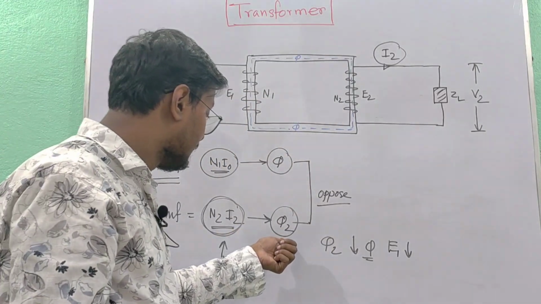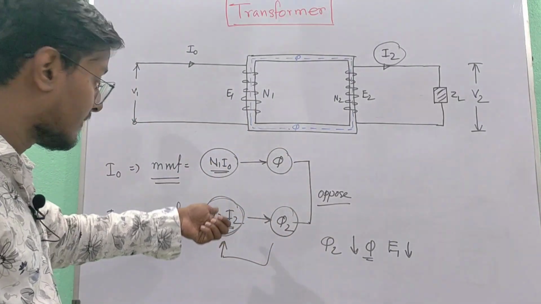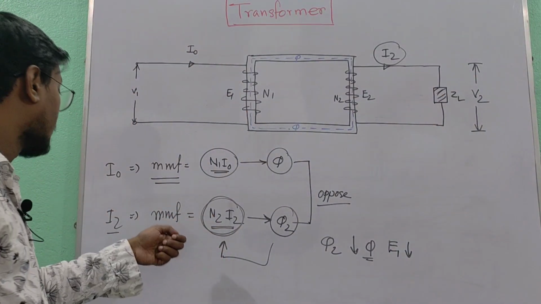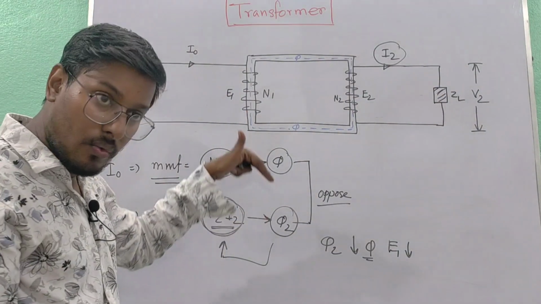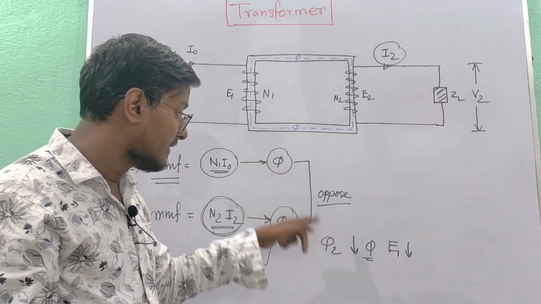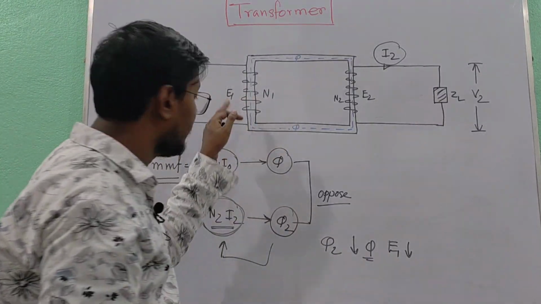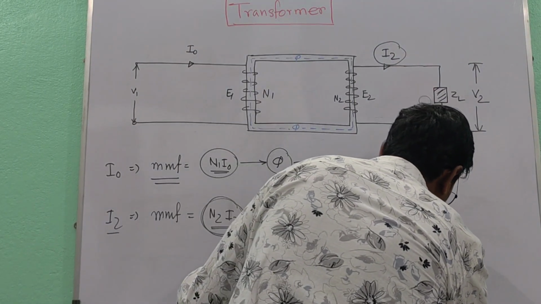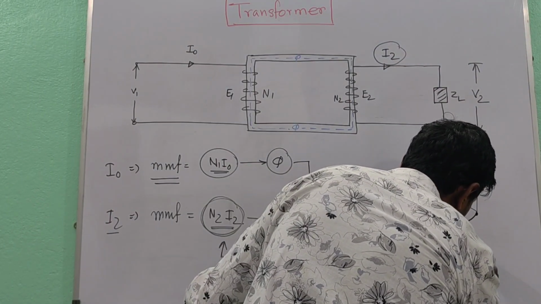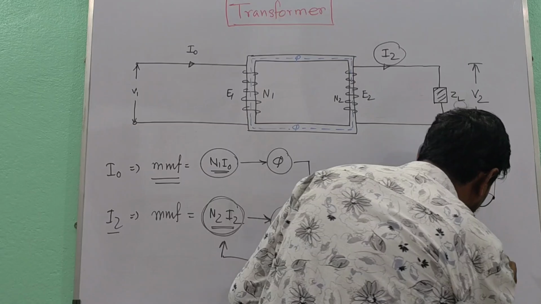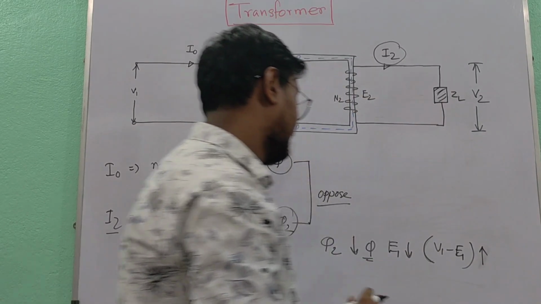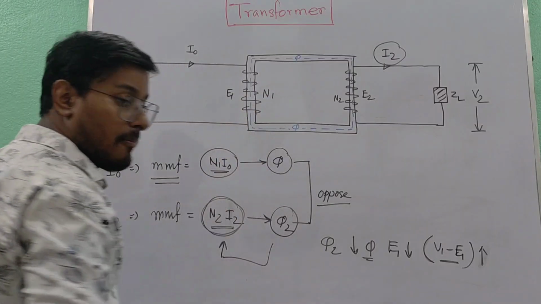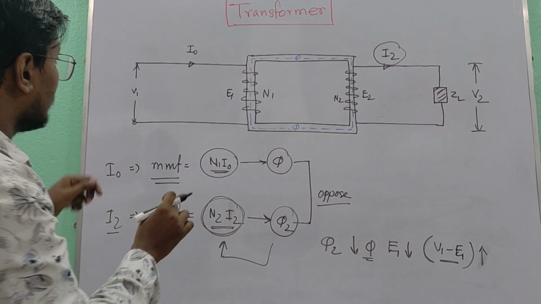So if phi 2, that means the demagnetizing ampere turn N2 I2 produced by I2, tries to weaken the main flux phi, then E1 will also drop down, E1 will try to reduce. So the difference between V1 and E1 will increase. If V1 minus E1 increases, more current will be drawn from primary.